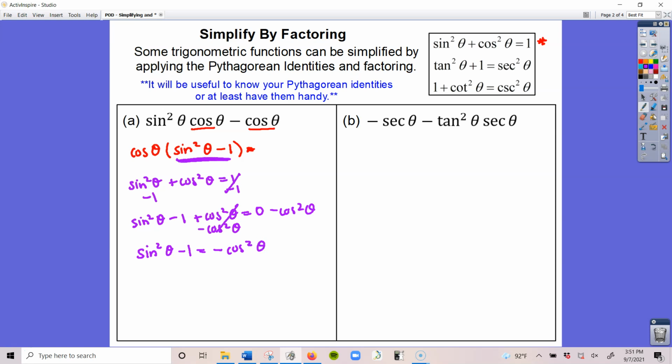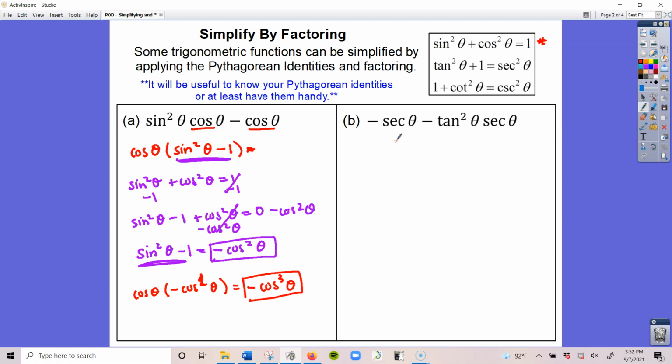So here is that sine squared theta minus 1, which is equal to negative cosine squared. So I'm going to replace this with this. Now let's rewrite it. We have cosine theta times negative cosine squared theta. If you multiply cosine with cosine squared, that would be negative cosine cubed theta, since remember, you're adding exponents when you multiply. So this would be my simplified answer.